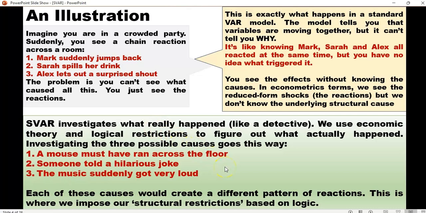The structural VAR is like a detective. We use economic theory and logical restrictions to figure out what actually happened. Going by our illustration, the SVAR would investigate three possible causes. One, a mouse must have run across the floor. Two, someone told a hilarious joke. Three, the music suddenly got very loud. Each of these causes would create a different pattern of reaction. This is where we impose our structural restrictions based on logic.